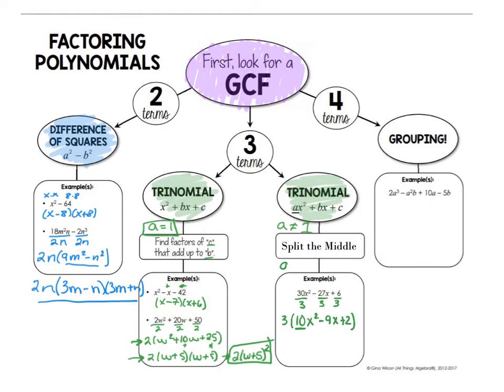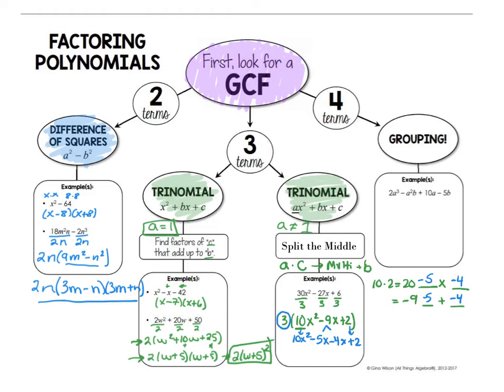So my first step is I'm going to do my new a times c, and I need to think about what multiplies to that number but adds to the b number. So I'm going to do 10 times 2, which is 20. So I need to find two numbers that multiply to 20 but add to negative 9. Those two numbers are going to be negative 5 and negative 4. So now I'm going to split the middle. Instead of a negative 9x, I'm going to have negative 5x minus 4x. I'm going to bring down the first term, and I'm going to bring down the last term.